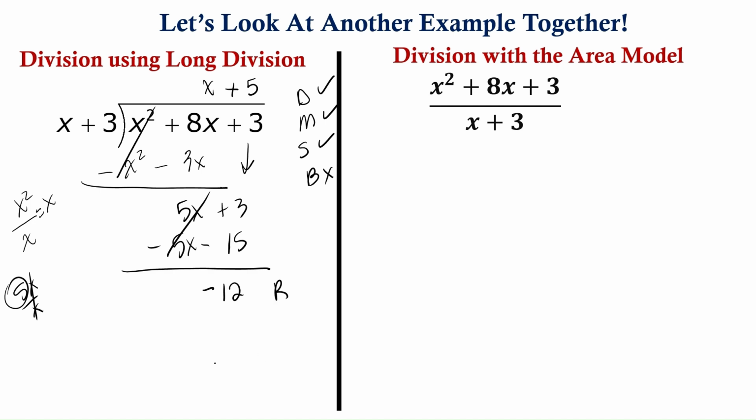We're at our remainder. To remind you to write your quotient, that's going to be our x plus 5. And then instead of doing the plus like we did previously, I'm going to do minus, and then that's 12 over our divisor x plus 3. And that is my answer.